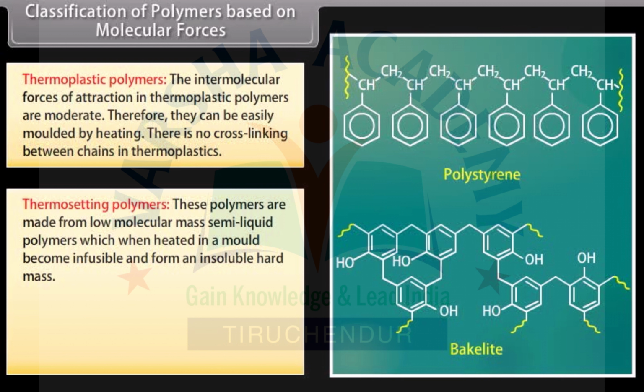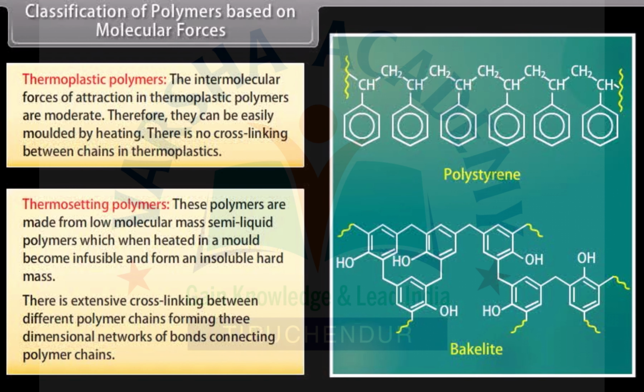Thermosetting polymers. These polymers are made from low molecular mass semi-liquid polymers, which when heated in a mold become infusible and form an insoluble hard mass. There is extensive cross-linking between different polymer chains, forming three-dimensional networks of bonds connecting the polymer chains. For example, bakelite.